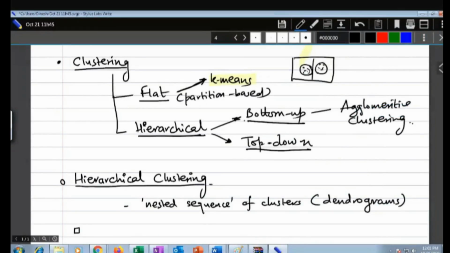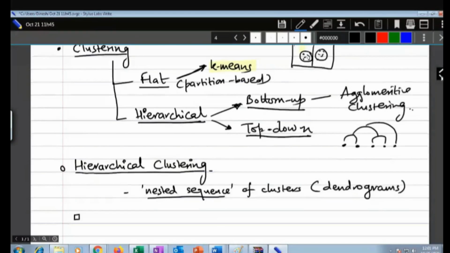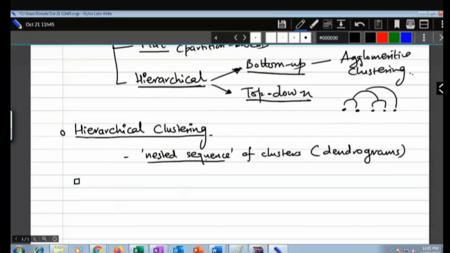So in bottom up agglomerative clustering, you treat every data point as one cluster, and then you go on finding some distance and grouping together, and all these clusters are formed as a group. That is why hierarchical clustering gives you a nested sequence of clusters. What do we mean by nested? You may have seen it in programming when you write if within if within if. That is the nested if. Here you have a nested sequence of clusters.